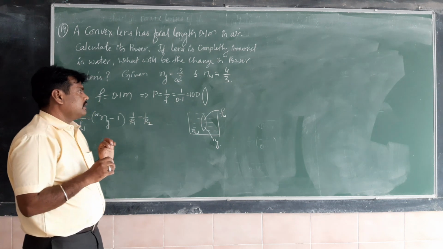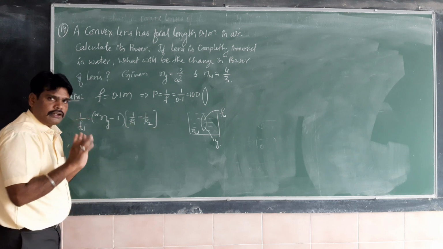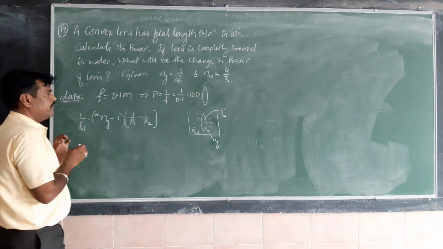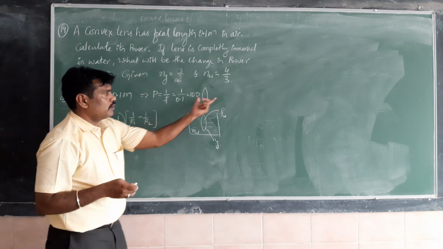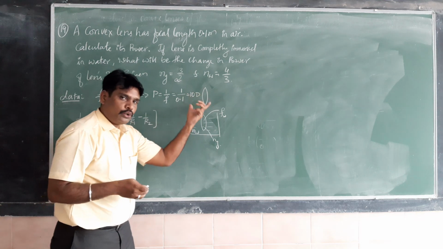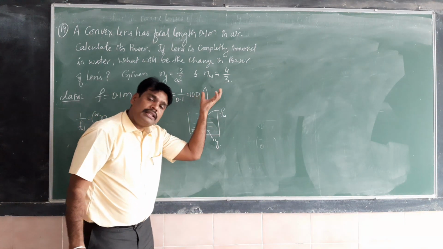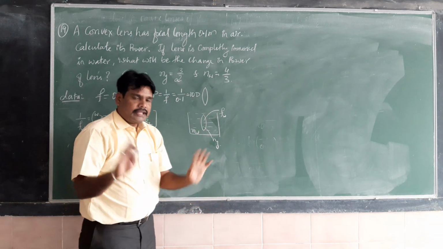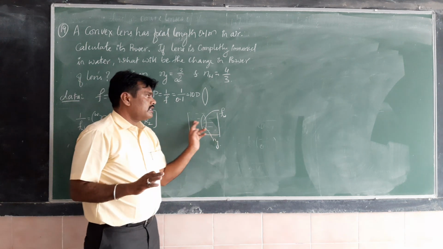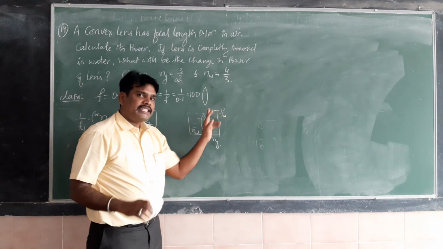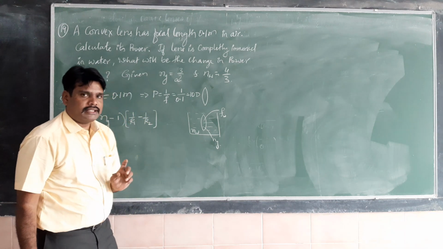But the problem is, here the radius of curvature is not given. That's why we have to take that if the same lens is placed in air medium, the radius of curvature is also the same. I already told in the previous problem, if the lens is placed in air medium or any other medium, the radius of curvature does not change. Only because of the change in the refractive index of the surrounding medium, its focal length changes. If focal length changes, only power changes, the radius of curvature does not change.